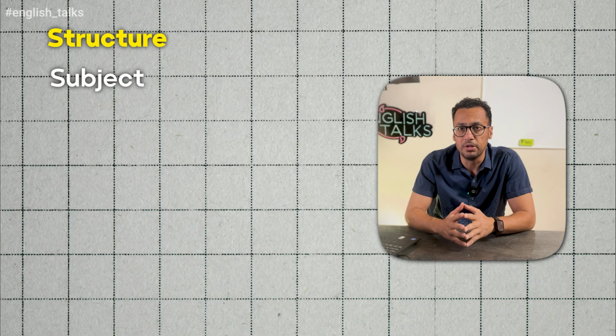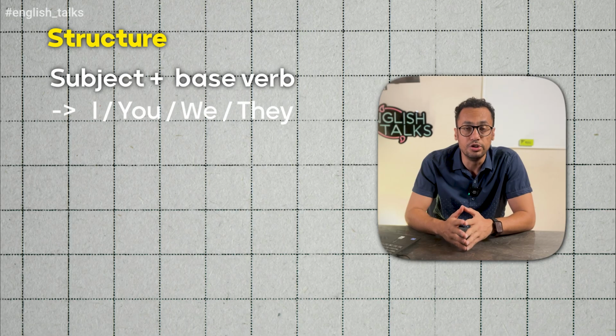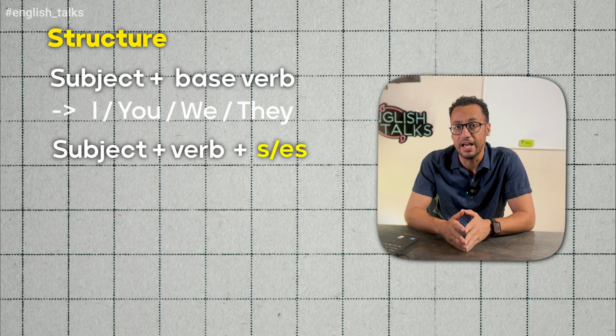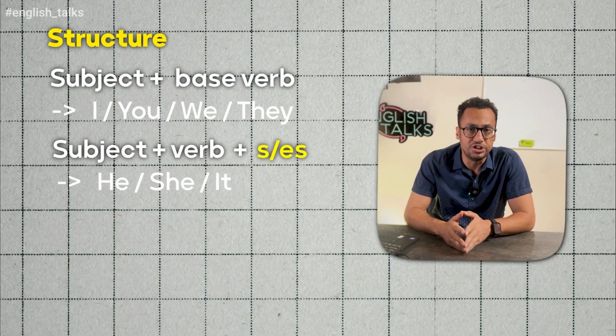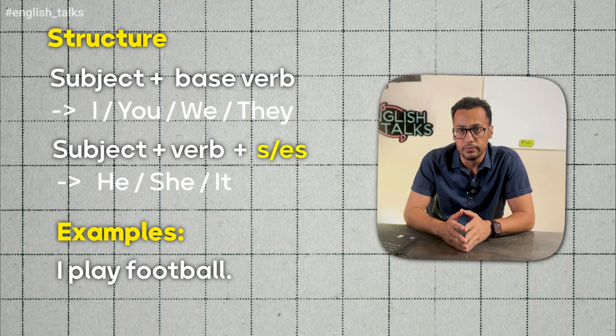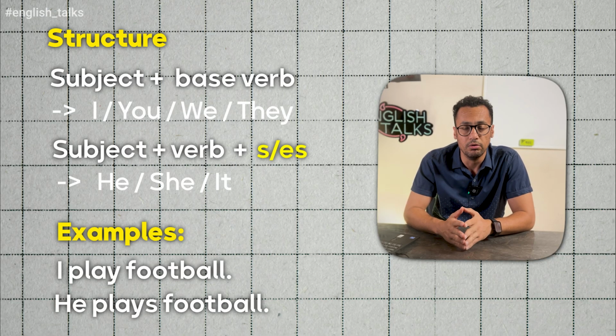Now the structure is very simple. It's subject plus base verb for I, you, we, they, and subject plus verb plus s or es for he, she, and it. For example, I play football. He plays football.